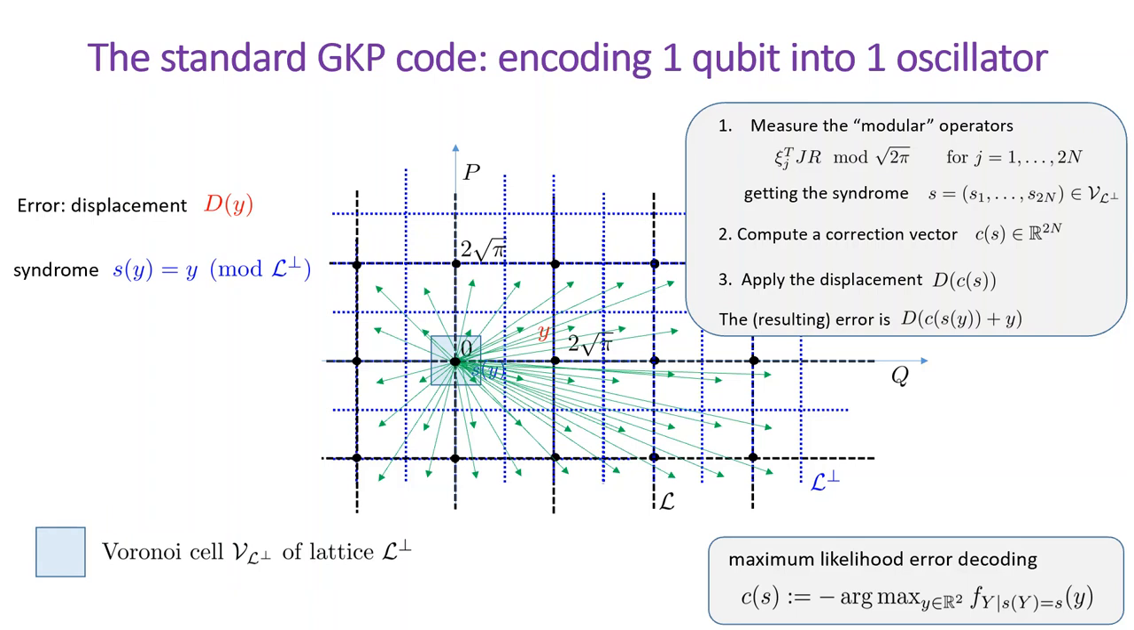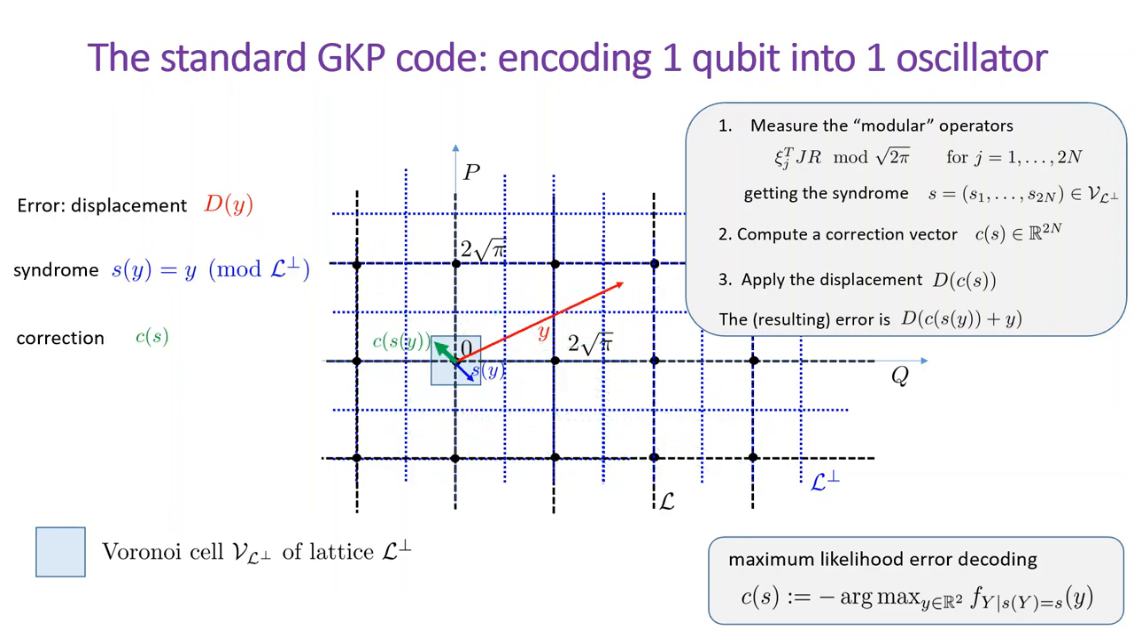Since we are considering a centered normal Gaussian distribution of errors, the most likely error, given the observed syndrome, is the shortest of these vectors. We choose the correction to be minus this vector. The overall effect of error and subsequent correction is then given by this sum, which modulo stabilizers corresponds to a logical x error.